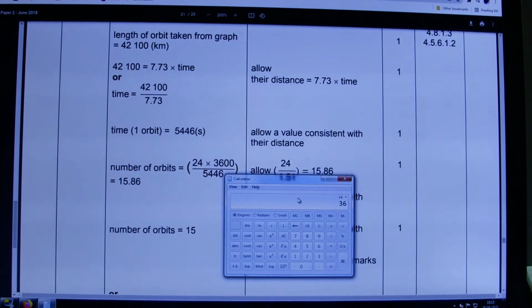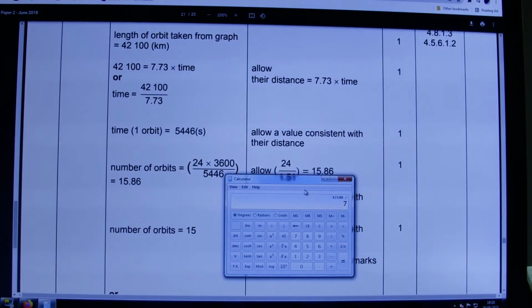24 times 3600 is 86,400. Divided by 5446 is 15.86. That's not the number I had on screen. Oh, 42,100 divided by 7.73 is 5446.313. Divided by 86400 is 1 over x, 15.86394,299,28741. Okay, yes, 15.